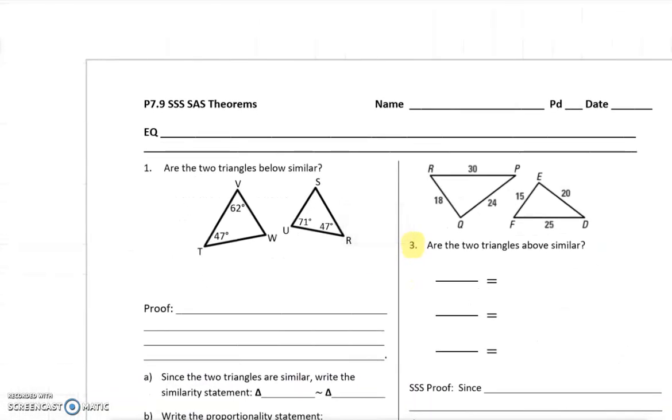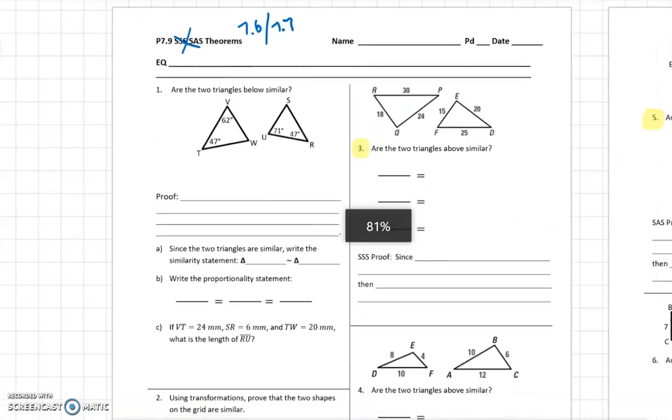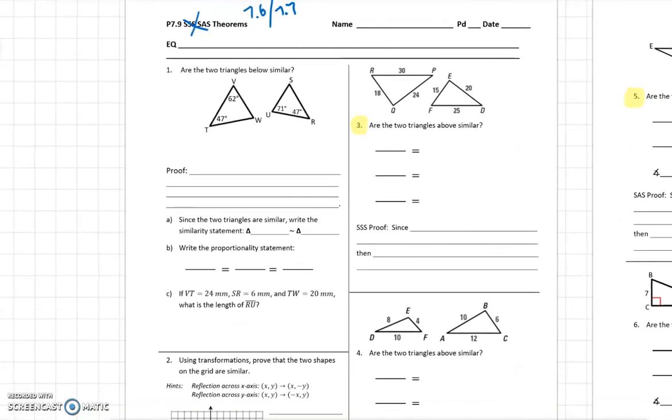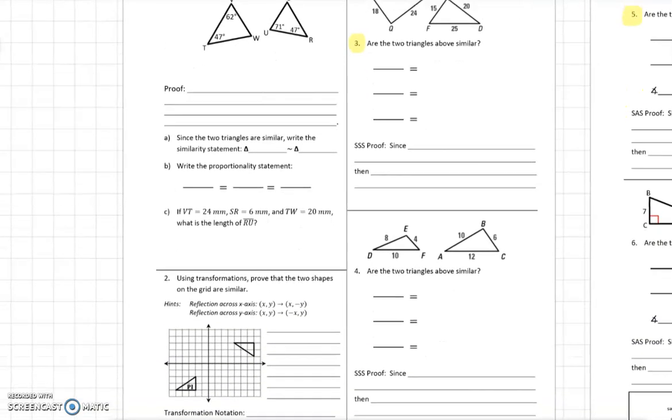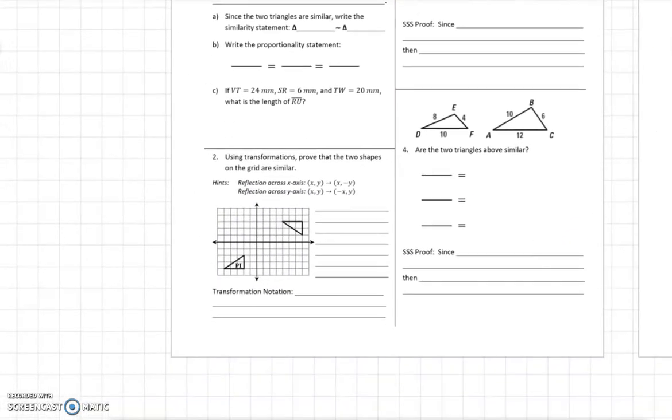Going to be reviewing, again, ignore those titles. This is the 7.6/7.7 worksheet. Number one is a review question. Go back and look at the 7.5 video I made that covers that type of question.